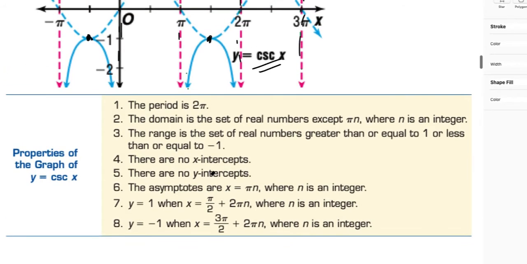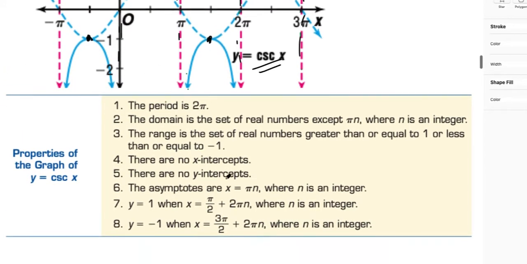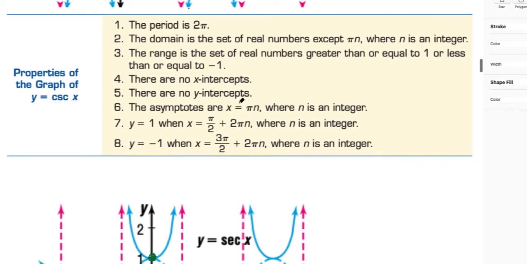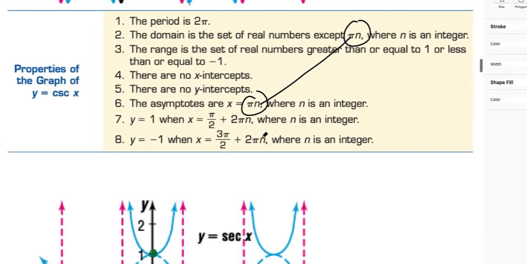There are no x-intercepts, there are no y-intercepts. That makes sense. We can look at the picture and see that. The asymptotes are at these multiples, exactly the same places where we've seen this relationship before. And then they give us some information that y is equal to 1 when x is equal to pi over 2 plus 2 pi times n, the integer. What does that mean?